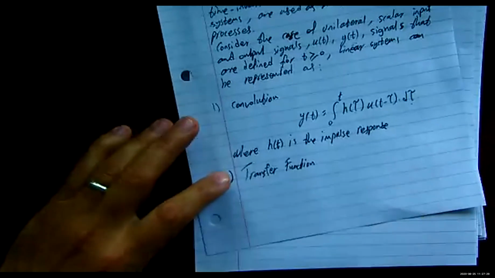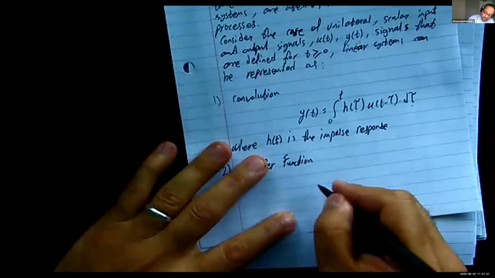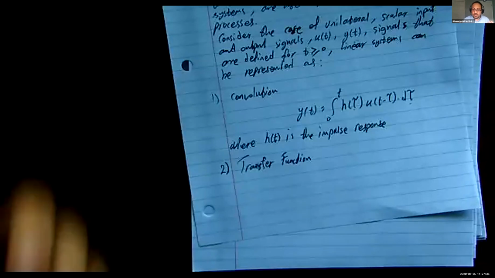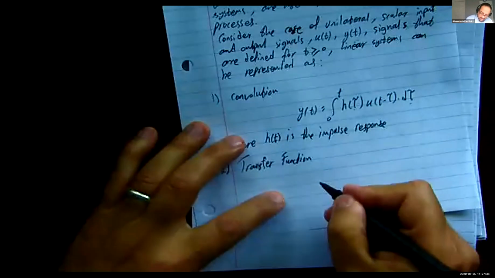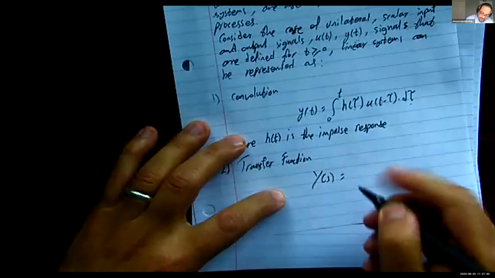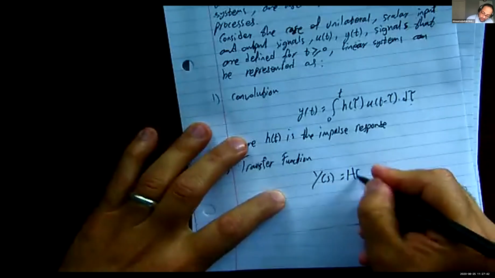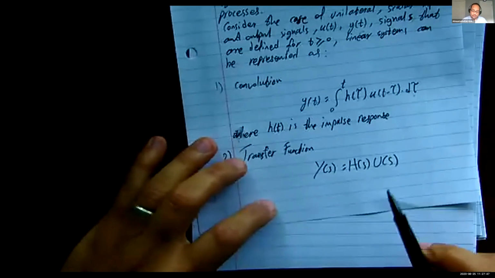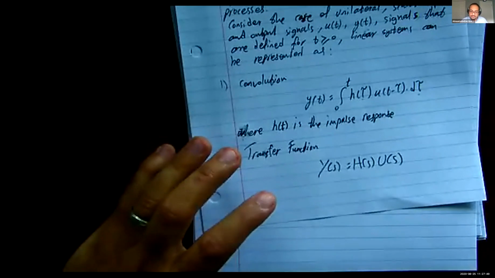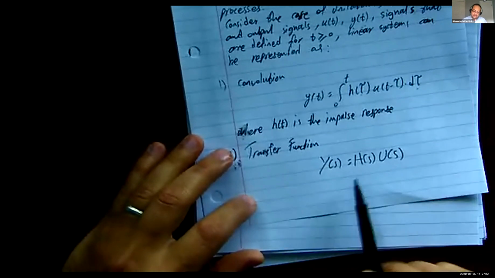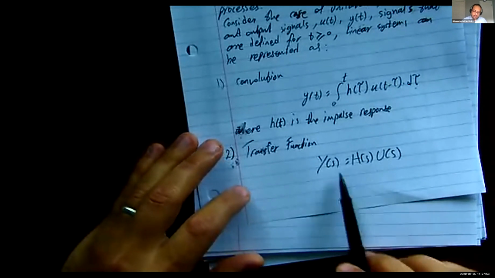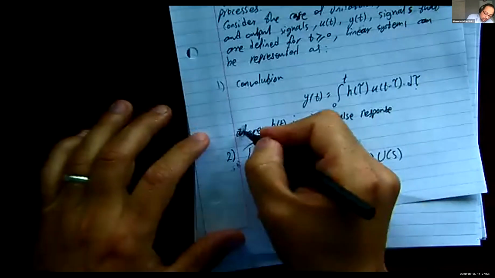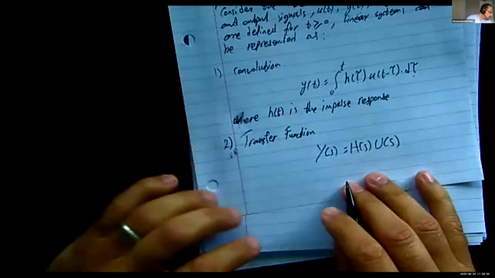Okay, no problem. So transfer function here. When we talk about transfer function, we talk about the Laplace transform, or the Laplace domain, or the s domain. So y of s is equal to h of s u of s, where s is equal to j omega. And so we live in the Laplace domain, or the s domain.